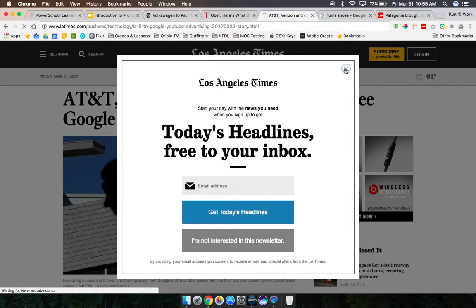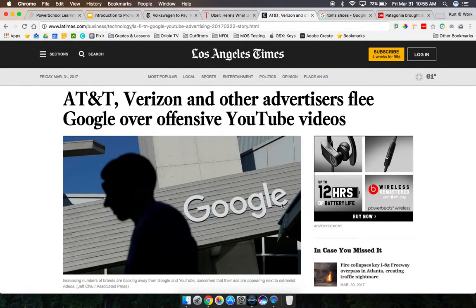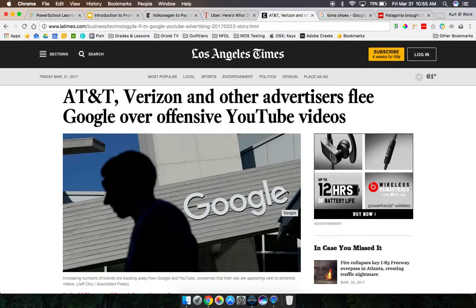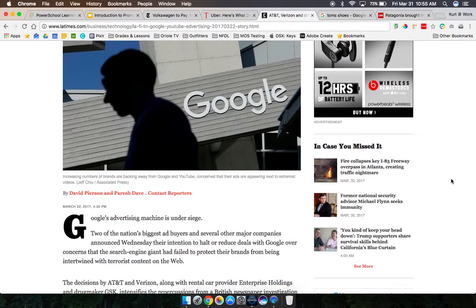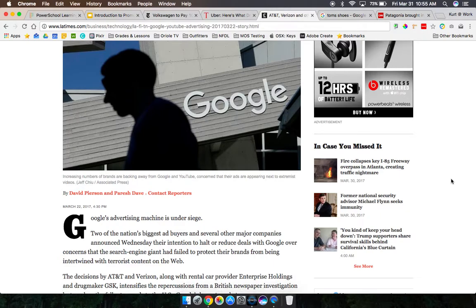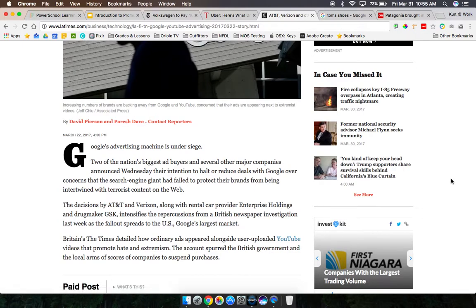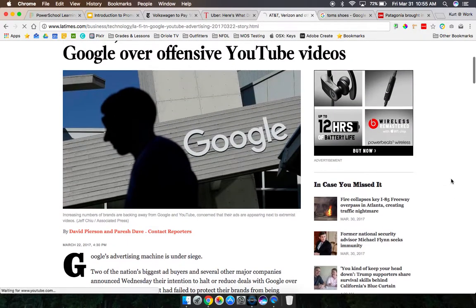Another one, AT&T and Verizon and a couple other companies have just left Google and YouTube. And this is how Google makes the majority of their money, over the advertising. What was happening is that in YouTube videos, there were some ads popping up that were related to extremism, terrorist groups, very right-wing or left-wing sort of messages, bad stuff. So that was showing up in their content.